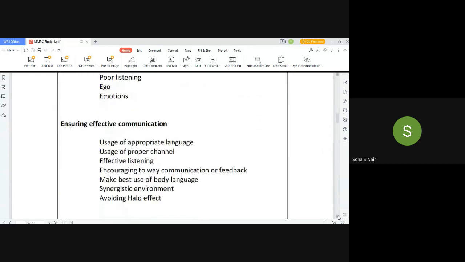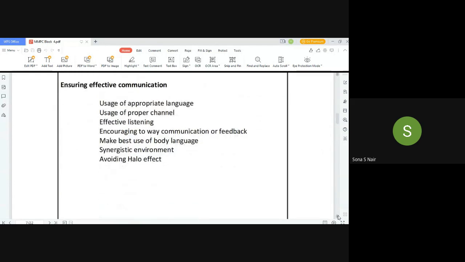And if you have to ensure effective communication, you have to use appropriate language, proper channel, effective listening, feedback, make use of body language. Synergistic environment has to be there in the organization if people need to understand instructions and follow instructions. And avoiding halo effect is avoiding too much of praise, too much of devotion to someone.